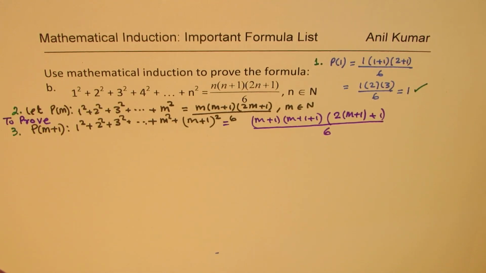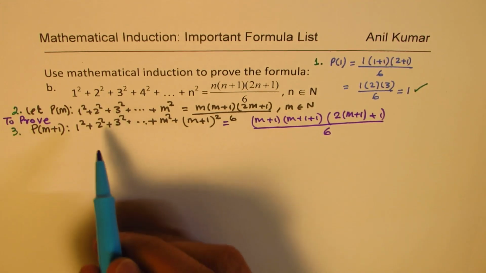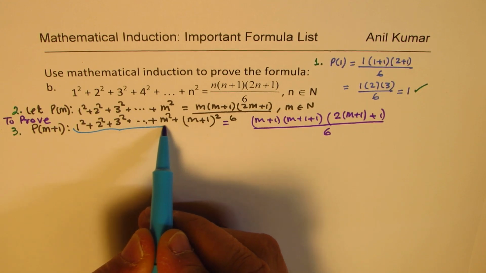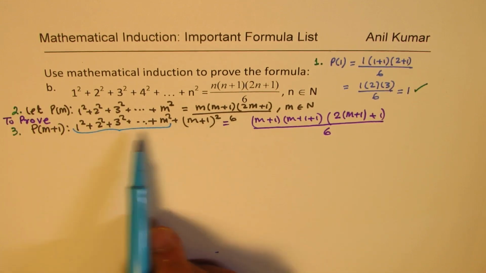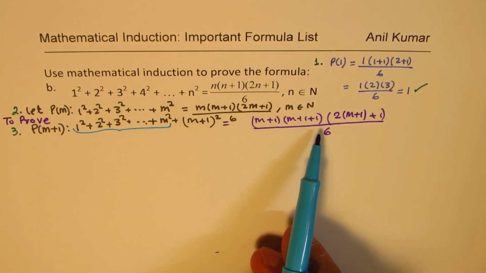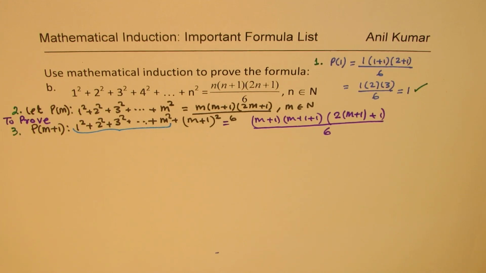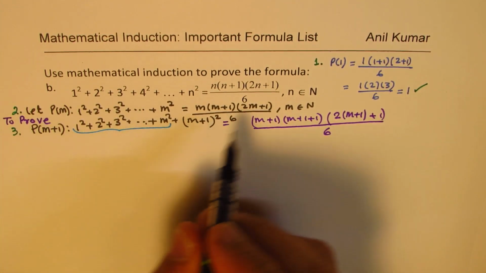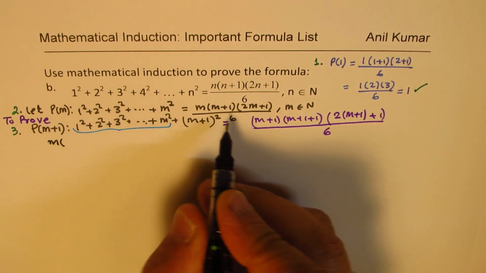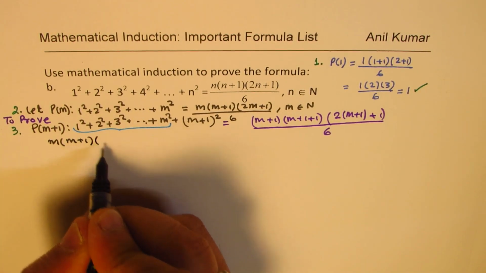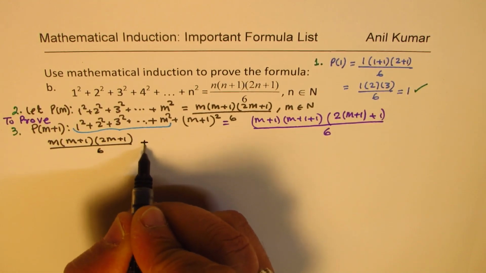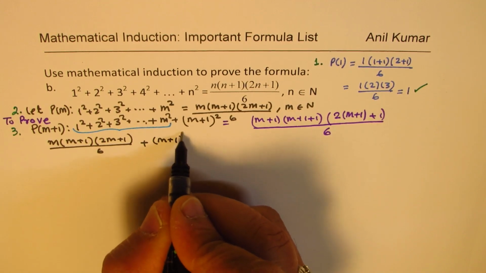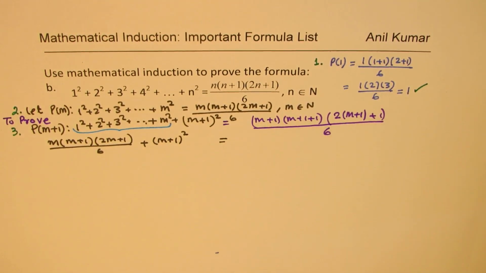Correct? Now, the approach is that we already have assumed that this part is true, right? So we know what is the sum of these numbers. We'll add that additional number to it and then show that everything on the left is the same as that on the right. Is that clear to you? So we could write this as m times m plus 1 times 2m plus 1 over 6, plus the new term which we added, which is m plus 1 whole squared, should be equal to all this.